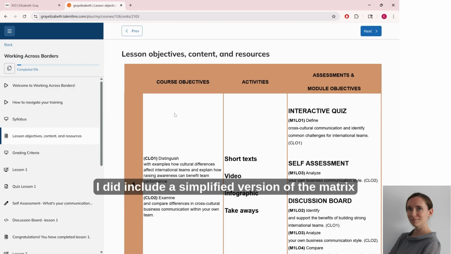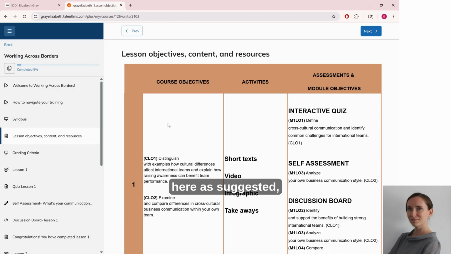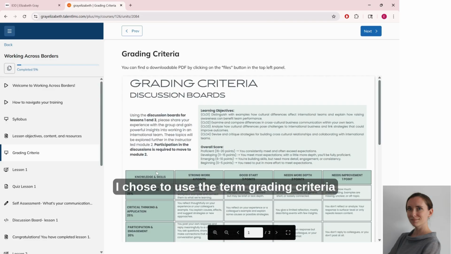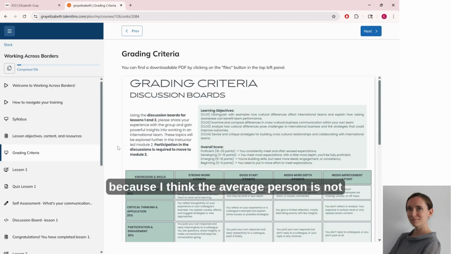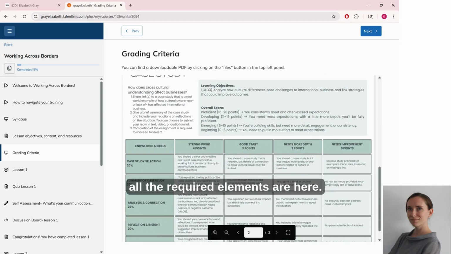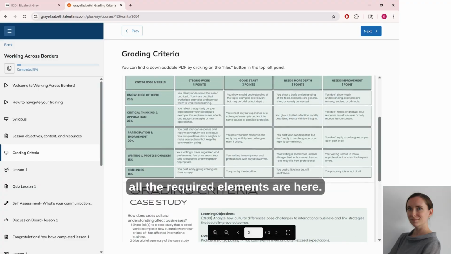I did include a simplified version of the matrix here as suggested, although I'm not 100% sure if this is beneficial or easy to understand for the learners, but I included it as requested. Of course, here we have our rubrics. I chose to use the terms grading criteria because I think the average person is not familiar with the word rubric, but in any case, all the required elements are here.